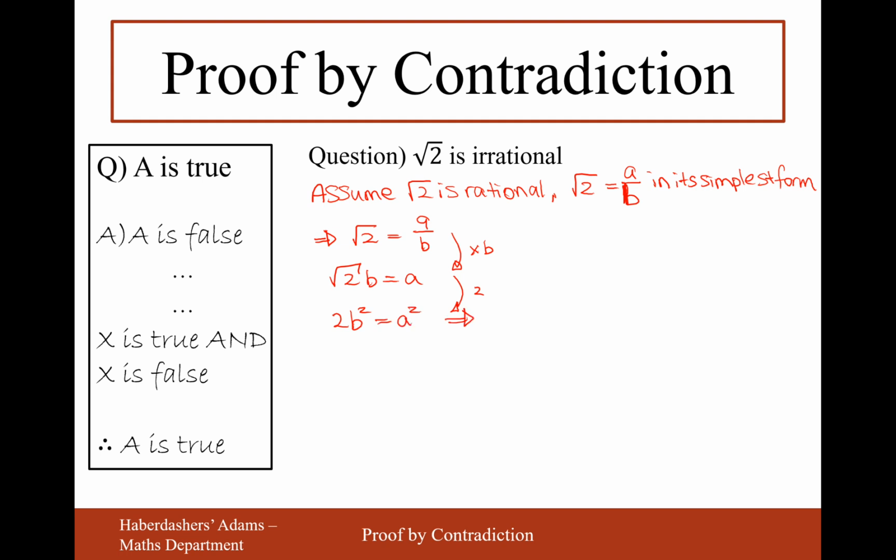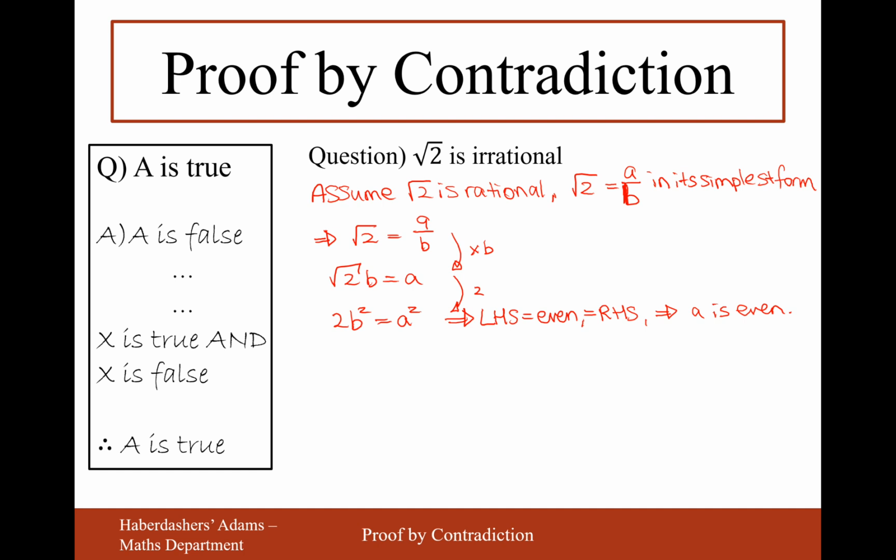Now from this little statement here, if I've got 2b squared on the left-hand side, then a squared here, this left-hand side must be even. And if the left-hand side is even, then so must the right-hand side. And if a squared is even, then a is even. The only way you can square a number and it comes out as an even number is if the starting number before you squared it was an even number to start with.